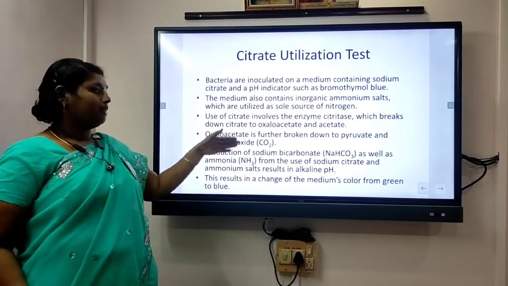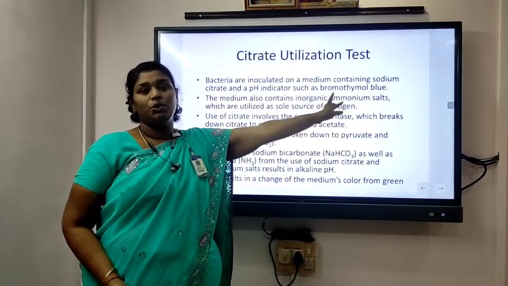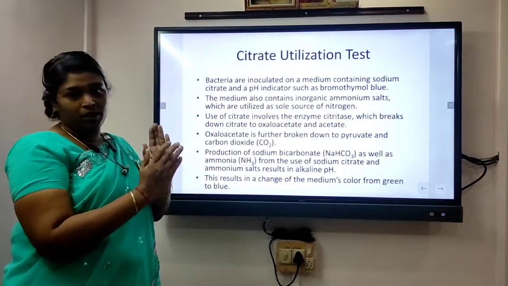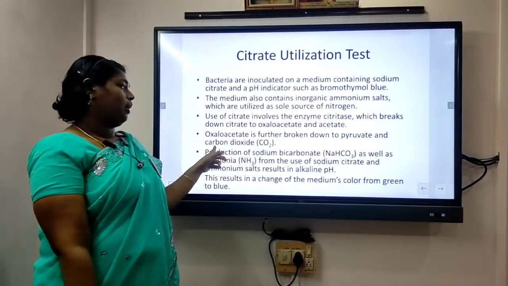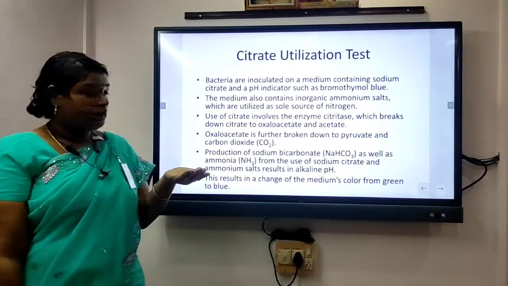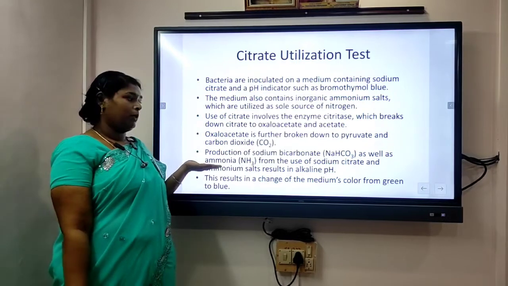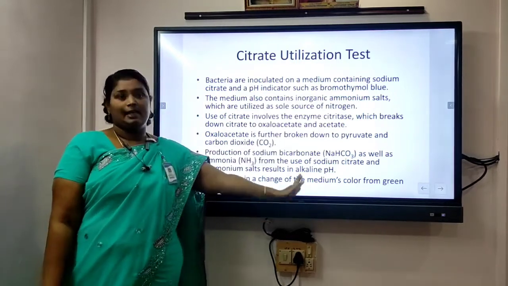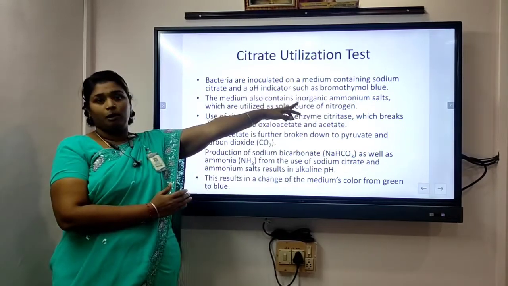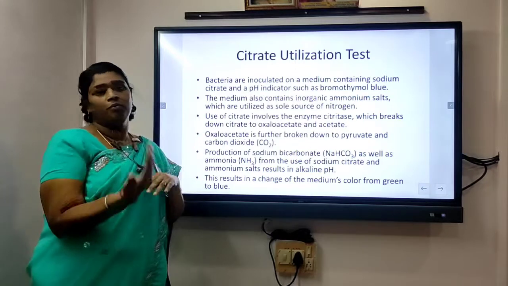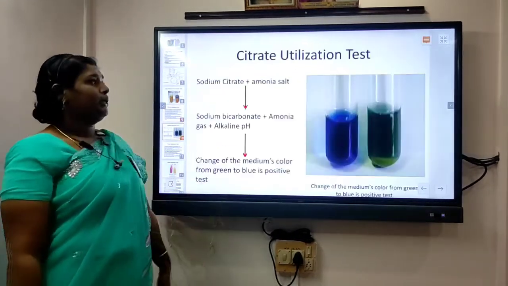So that can be detected by the conversion of the color from green to blue. The green color of the medium will be turned into blue in the presence of the pyruvate as well as the carbon dioxide, so that what has been produced in the medium is nothing but sodium bicarbonate. So this sodium bicarbonate and ammonia change the pH to alkaline. So that alkaline pH changes the indicator bromothymol blue from green to blue. So this is the positive reaction for the citrate utilization.